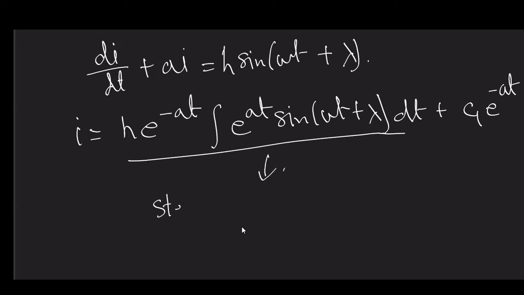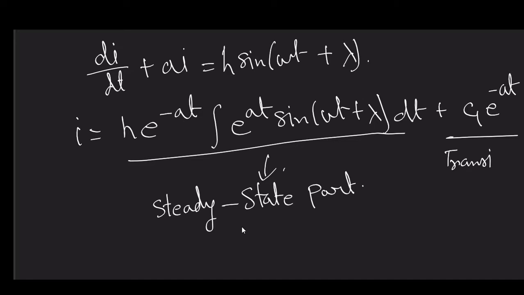this is basically what we can call the steady state part. How to identify that steady state part? Because the steady state part must contain some sinusoidal or time varying part. And how to identify the transient part? The transient part must contain some kind of exponentially decaying part only, not any type of sinusoidal part.